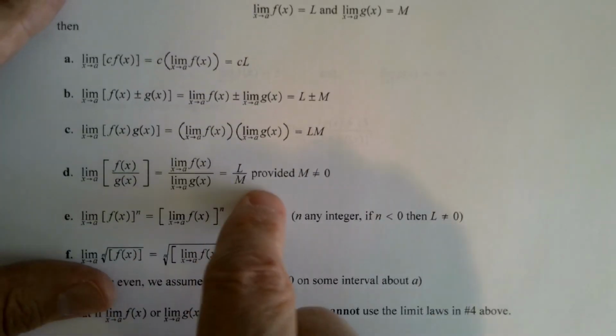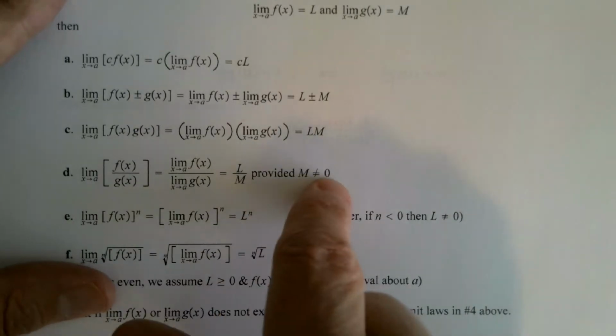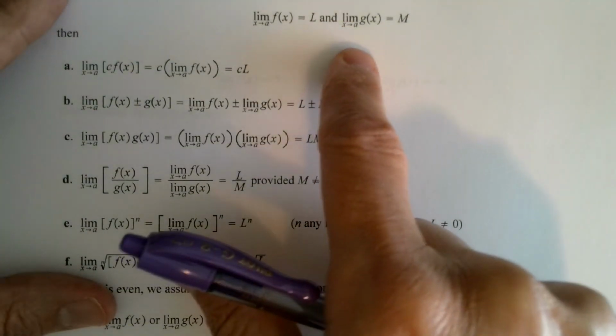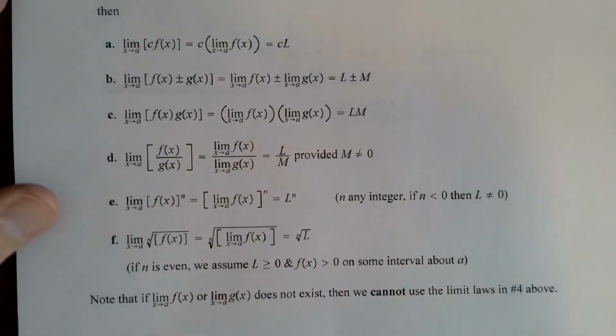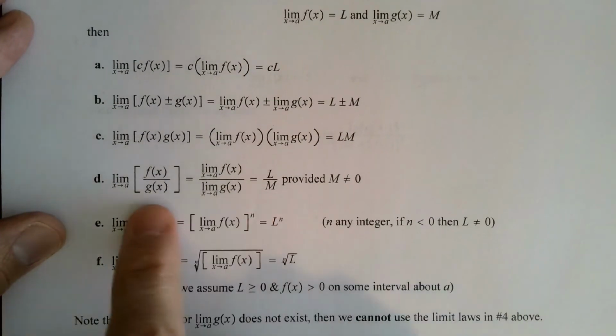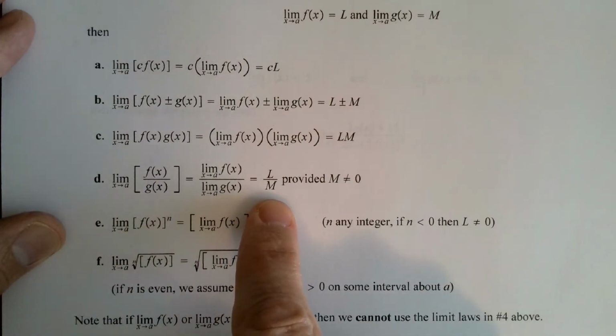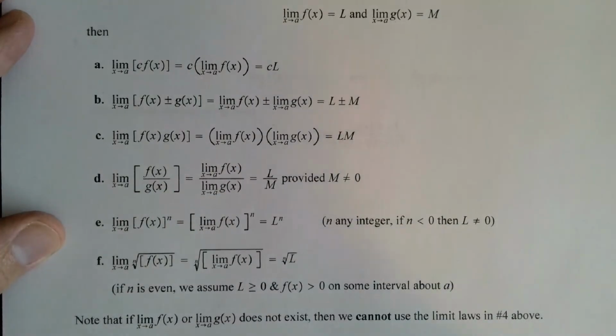Now this does have a restriction, right? Provided m is not 0. We could have the limit as x approaches a of g of x be equal to m. I mean, that would be a valid situation perhaps. But obviously we would have problems with this case if m were indeed 0. If we were dividing by 0, then we don't have a real number.